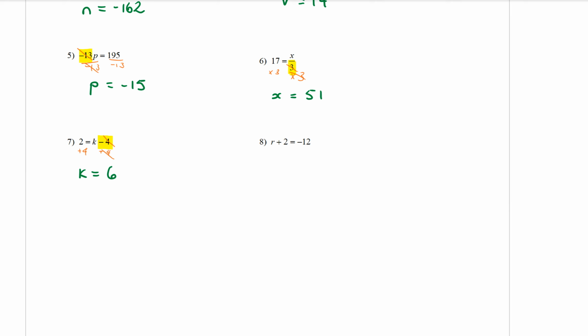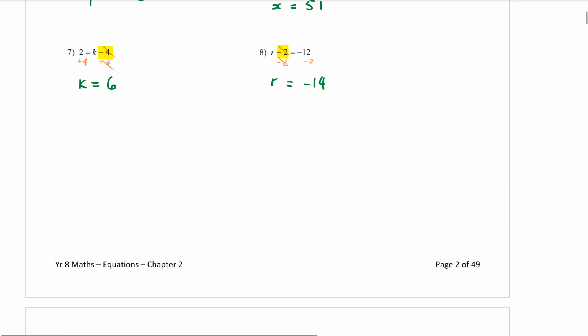And question 8. R plus 2. So the plus 2 is what has to go. What is the opposite? Minus. Great. Minus 2 to cancel that off. R is by itself. Minus 2 minus 12, hands up, is? Minus 14. Hands up usually means you wait for someone to ask you to say an answer, Ethan? Minus 14. Yes. Correct. They are one-step equations.